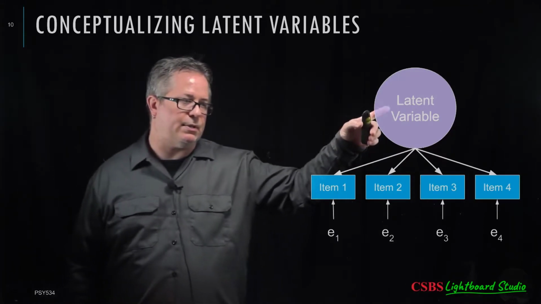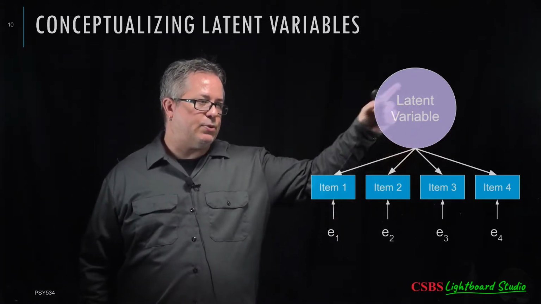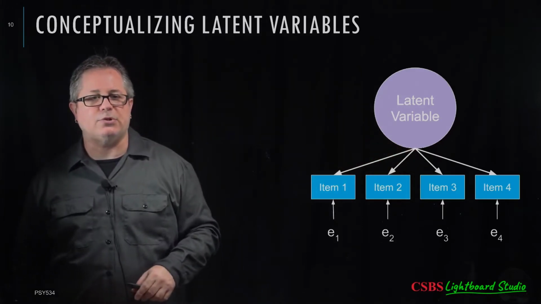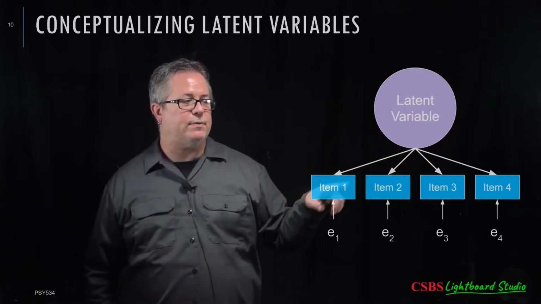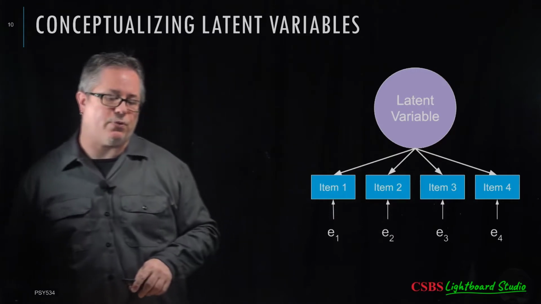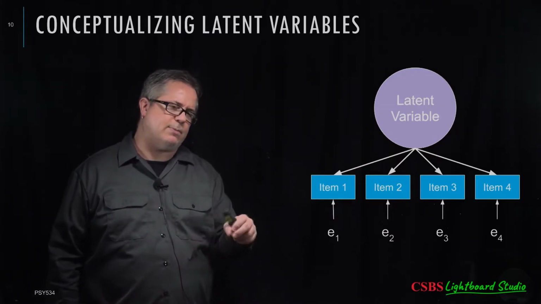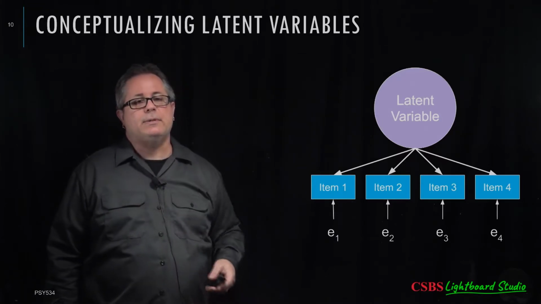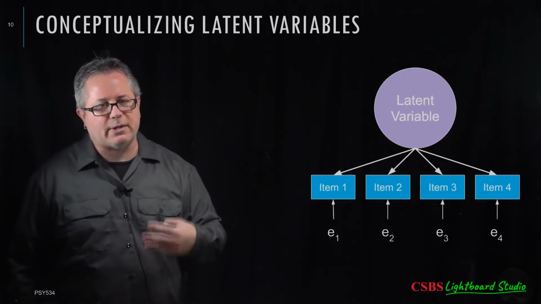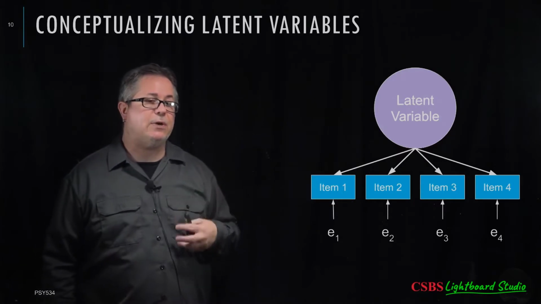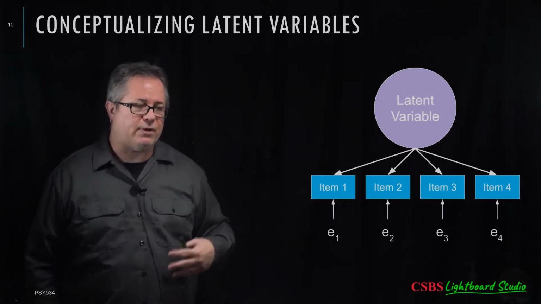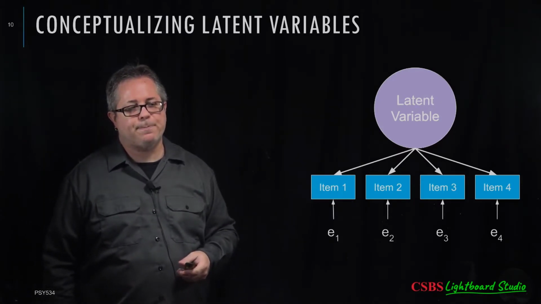If this is depression, it's a person's depression level that's driving the response to each of the items on a depression inventory. So it's not the other way around. It's not that their responses somehow get put together into the depression. It's their depression that's really driving it. That's what makes it a latent variable. It exists. It's there. We just can't see it. And it's actually having an influence on a person's behavior.